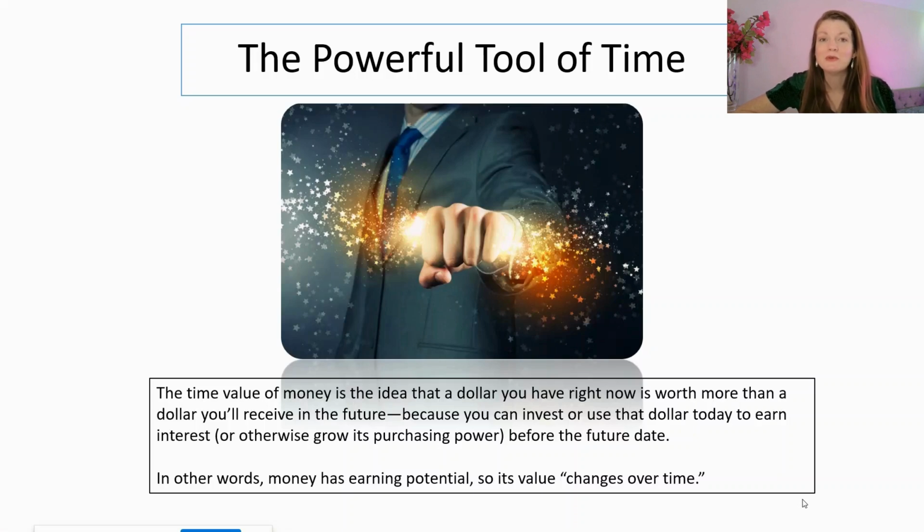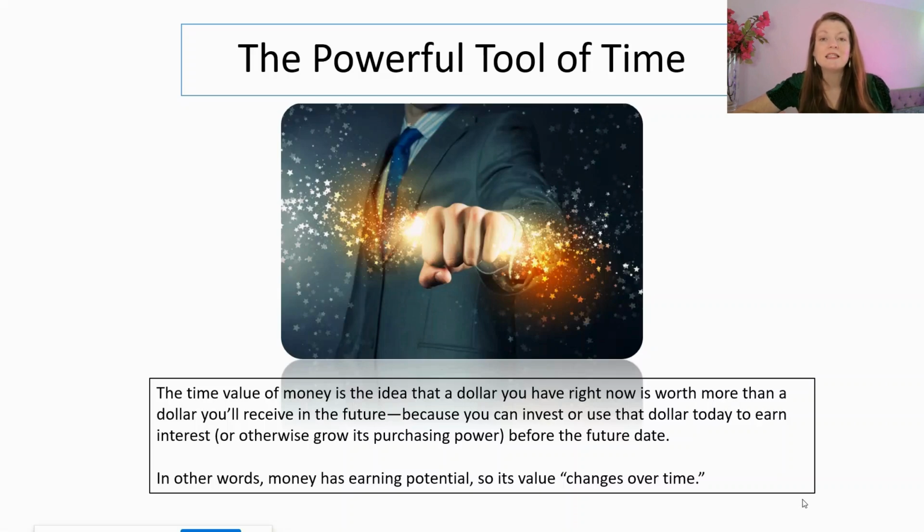Time is a powerful tool, something that you cannot just go get more of. So we want to use time to our advantage, and that can be with what you're doing in your daily routine. It can also mean what you're doing with your money as far as investments. So let's look at what the time value of money is.